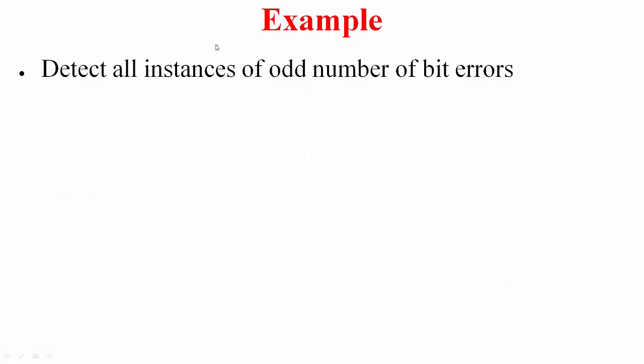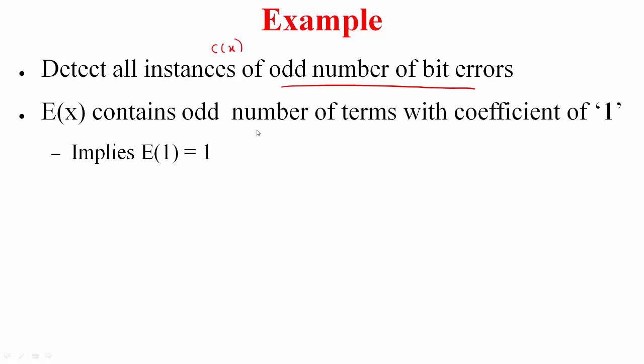Suppose we want to design a divisor polynomial such that it can detect all instances of odd number of bit errors. Given that the error polynomial shows the bit positions where the errors occurred, and given that we want to capture odd number of bit errors, what do you think is the characteristic of the error polynomial? That's right, this error polynomial will contain odd number of terms with coefficient of 1. Wherever the bit error has occurred, you're going to have the term with the coefficient of 1, and since you have odd number of bit errors, you'll have odd number of terms.